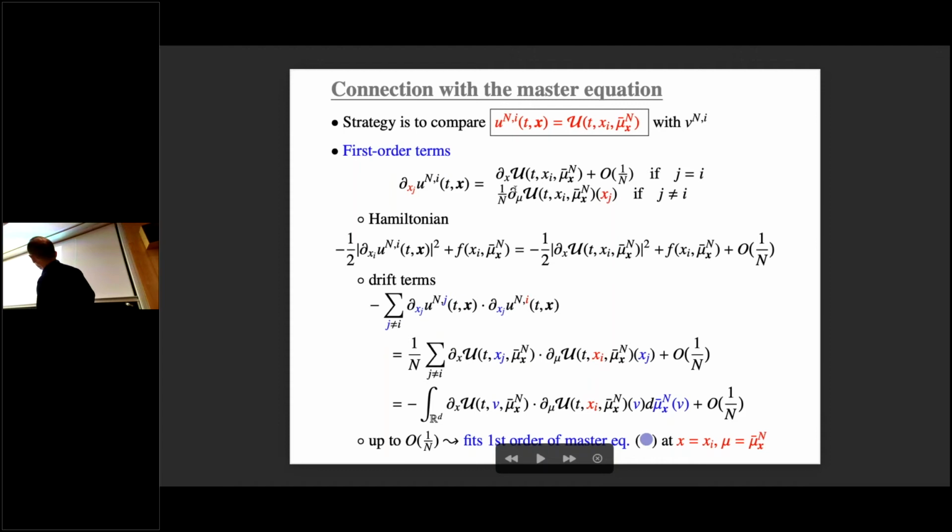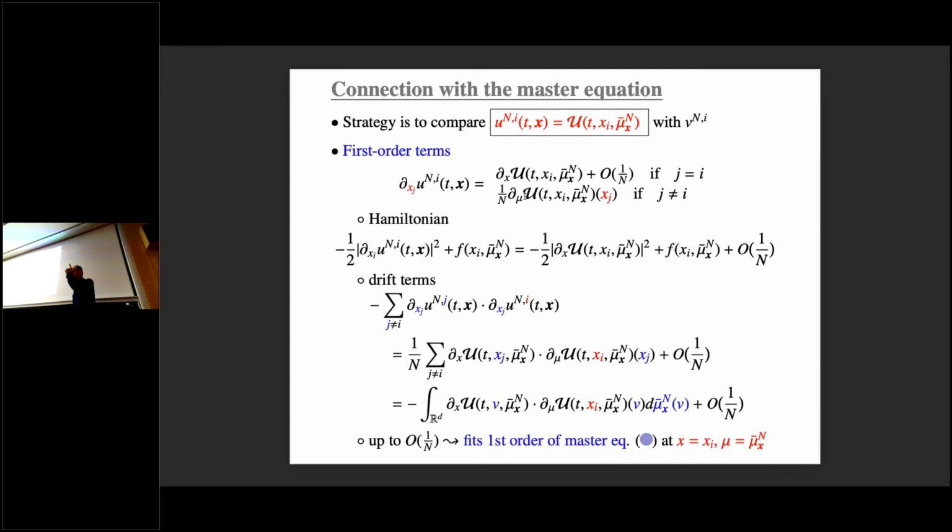And so this is exactly what I have here. When j is not equal to i, I take the derivative dxj, I get 1 over n, and then the Wasserstein derivative. This is the first computation, when i is not equal to j.